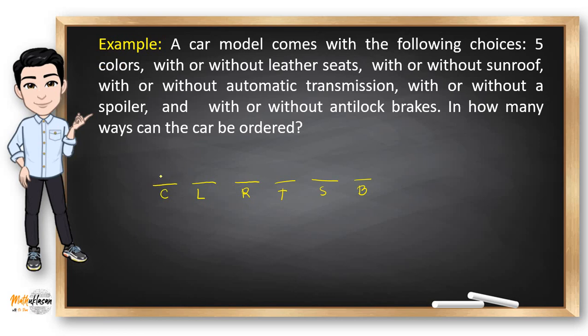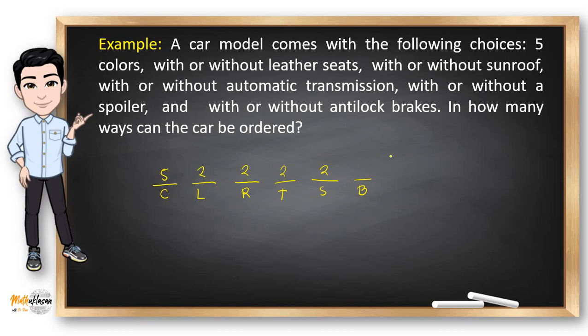So for the number of colors, we have 5. And then for the leather seat, it's just with or without, so just 2. And then for the sunroof, same, with or without, so that's just 2. For the transmission, it's just automatic or manual, so that's 2. And then for the spoiler, with or without, so that's another 2.